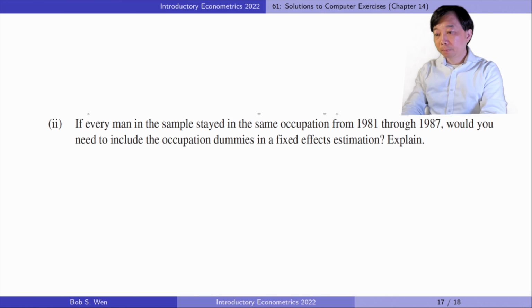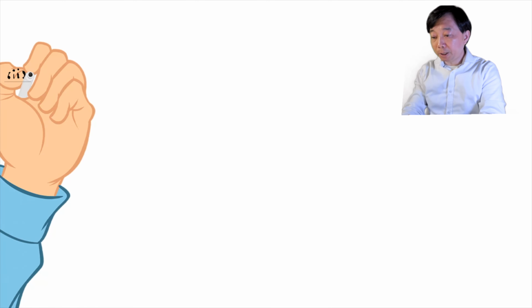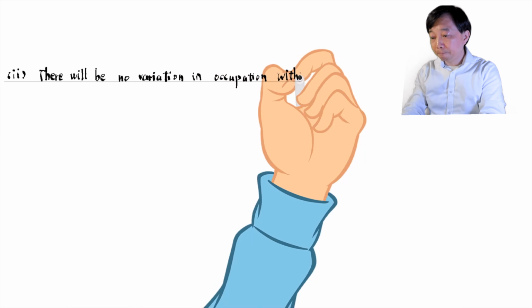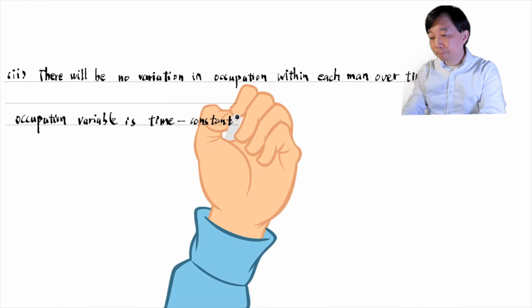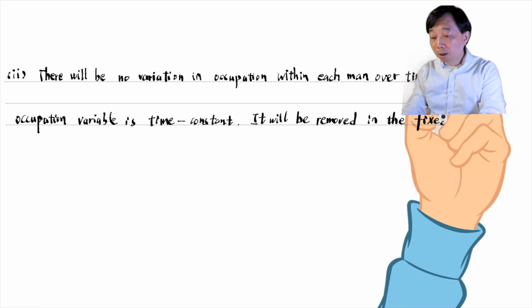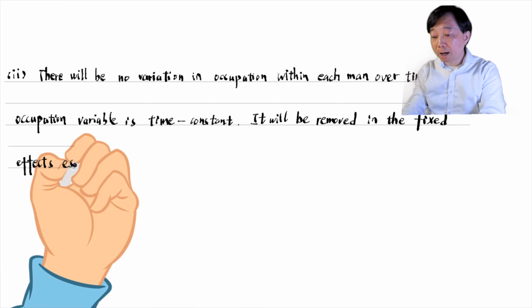In part 2, if every man in the sample stayed in the same occupation from 1981 through 1987, would you need to include occupation dummies in a fixed effects estimation? Explain. There will be no variation in occupation within each man over time. The occupation variable is time constant. It will be removed in the fixed effects estimation along with the individual fixed effects, a_i.